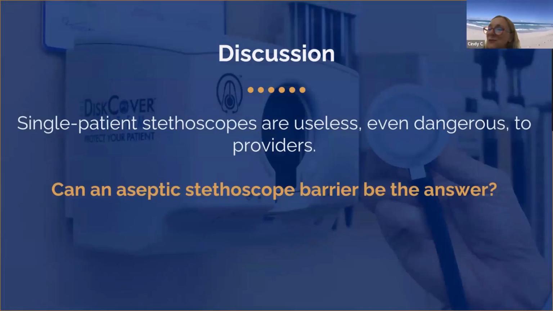Perfect, and that takes me directly to our next topic, using the single-patient stethoscope, which I personally find useless, and some of us providers even have that earpiece reservoir. Do you think an aseptic stethoscope barrier is the answer? So yes, I think you bring up an excellent point. These disposable stethoscopes come with their own risk, and the risk is multifold.